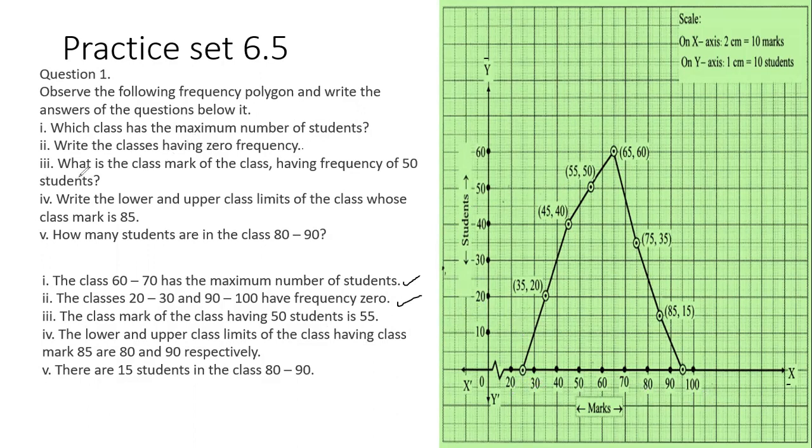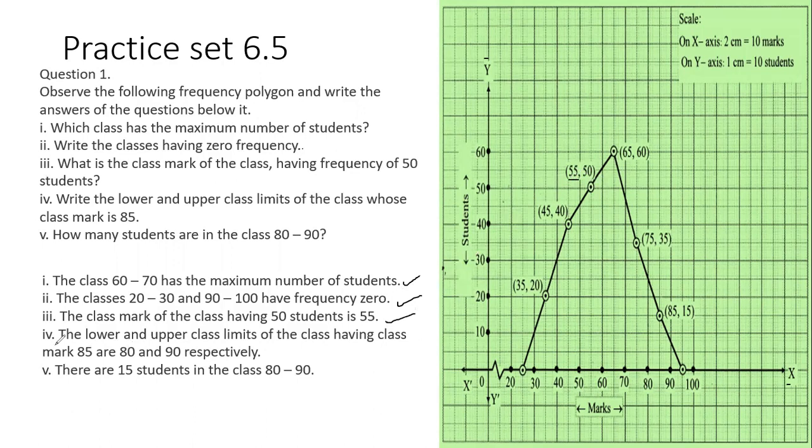Then, what is the class mark of the class having a frequency of 50 students? So which class has the frequency of 50 students, and what is the class mark? Class mark means midpoint. So for 50 students, the class mark is 55. So that you have to write down.